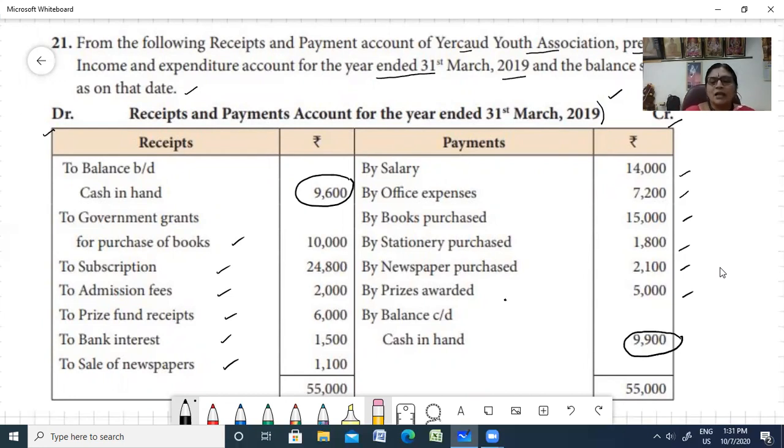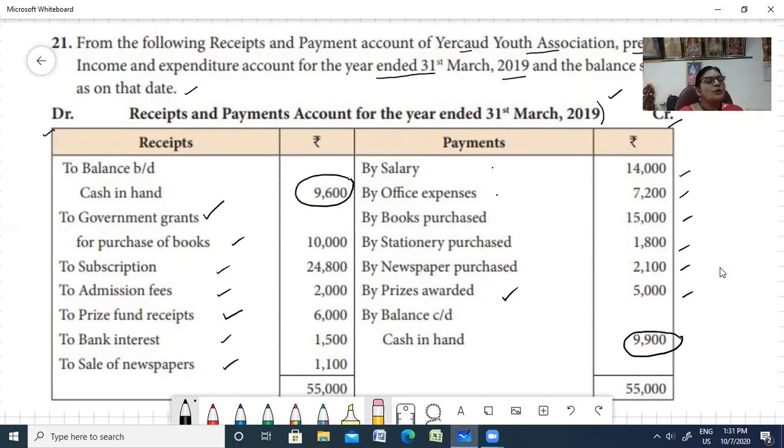Now, there are some items which should go to the balance sheet. See here, prize awarded. This will go to the balance sheet, liability side. Here, receipts will go to the balance sheet. Government grant also should go to the balance sheet. And other things like salary, recurring expenses, will appear in the expenditure side. Salary will appear, office expenses.